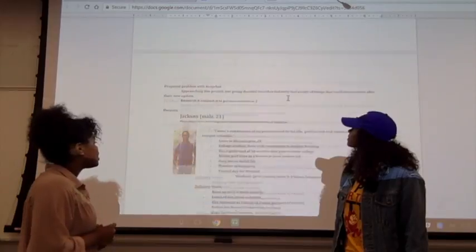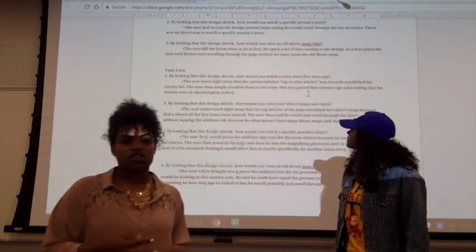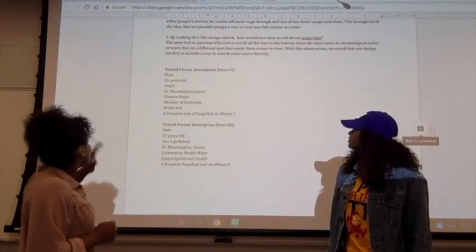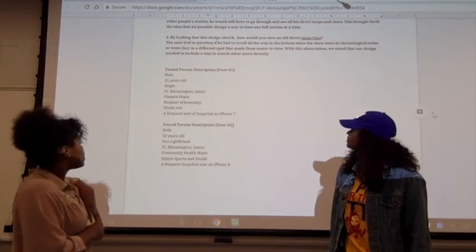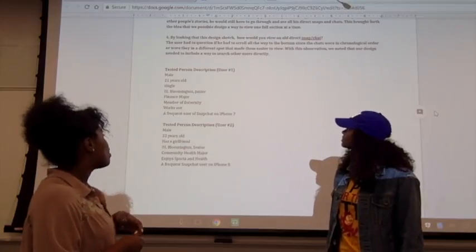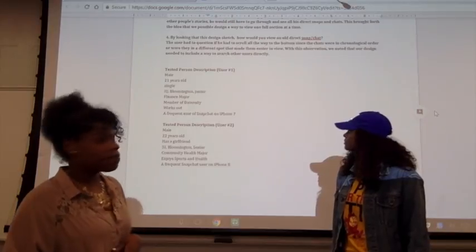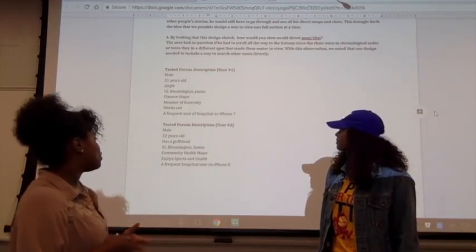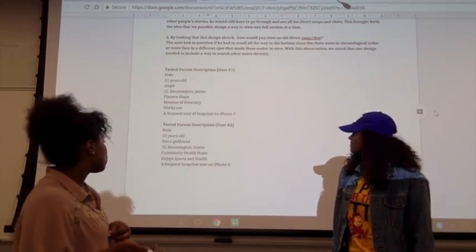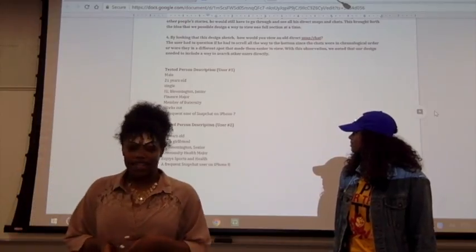And when we did this, we picked 2 males who fit the persona of Jackson. They're college students with some of the same interests. Our first male was 21, single, a junior here at IU Bloomington, a finance major, and a member of a fraternity. He works out, and he's a frequent user of Snapchat on an iPhone 7. Our second guy was 22. He has a girlfriend. He's a senior here at IU. He's a community health major. He enjoys sports and health, and is a frequent Snapchat user on an iPhone 8.